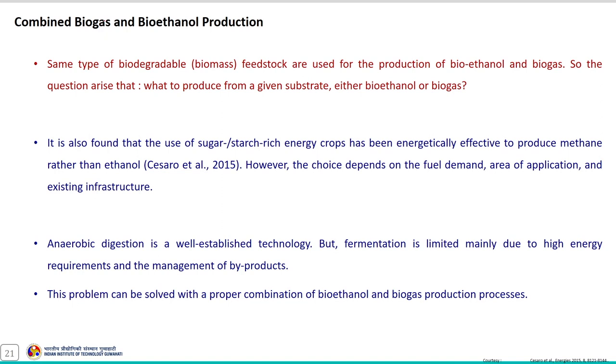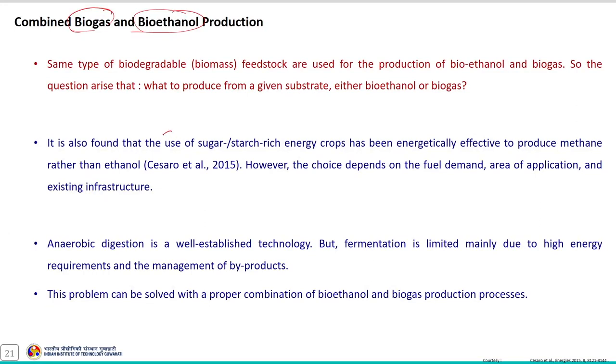So now let us discuss the combined biogas and bioethanol production. Since the same type of biodegradable feedstocks are used for the production of ethanol and biogas, the question arises what to produce from a given substrate, that is either ethanol or biogas, because it is found that sugar or starch rich energy crops have been energetically more effective to produce methane rather than ethanol. However, the choice of the feedstock depends on the fuel demand, area of application and existing infrastructure available for the processing of the given feedstock.